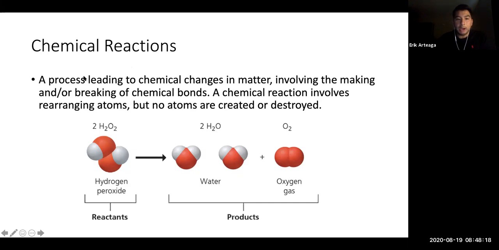But you have these chemical reactions that can break down compounds, right? So here's hydrogen peroxide, and hydrogen peroxide can be broken down by an enzyme called catalase in your body, right? So when catalase is added, it can break down this compound into water, okay? Water and oxygen gas, okay?